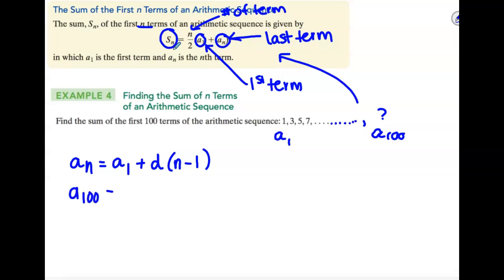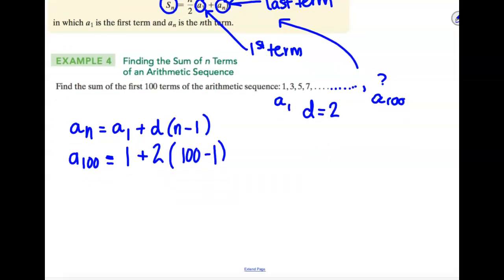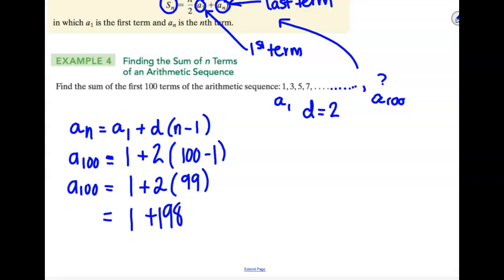So A sub 100 equals, the value of term 1 is 1. The common difference going from one term to the next, you're adding 2 to the previous term. So the common difference is 2. The value of the term we want is the 100th term, so you can just put in 100 for n. Now we're going to go ahead and simplify this. So A sub 100 equals 1 plus 2, the quantity of 100 minus 1 is 99. 1 plus 2 times 99 is 198. Simplify it and you get 199. So the value of the 100th term, the last term in the sequence, is 199.